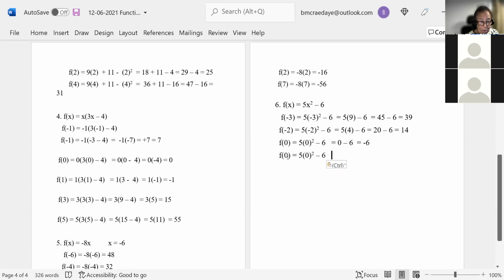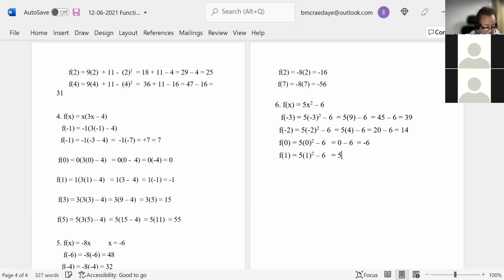Okay, so let's put a 1. That's the input. That's our X value. And put the 1 here. And what's 1 times 1, Chastity? 2. Nope, 1 plus 1 is 2. What's 1 times 1? 1.